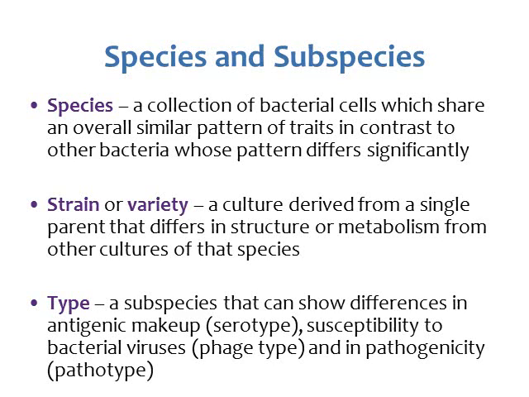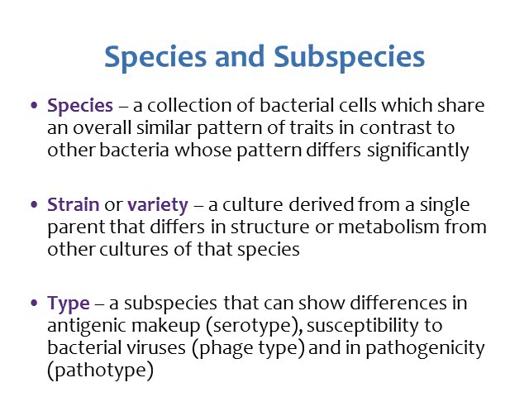Most of the time I'm going to be talking about different types of bacteria species. Just to define this, a species is a collection of bacteria cells that share an overall similar pattern of traits, in contrast to other bacteria whose patterns differ significantly. For a species example, I'm going to go with E. coli.